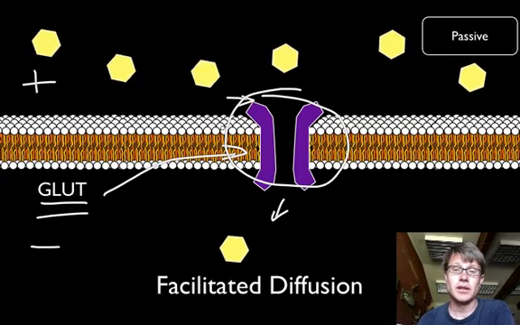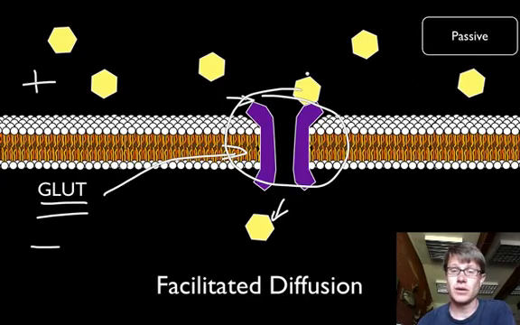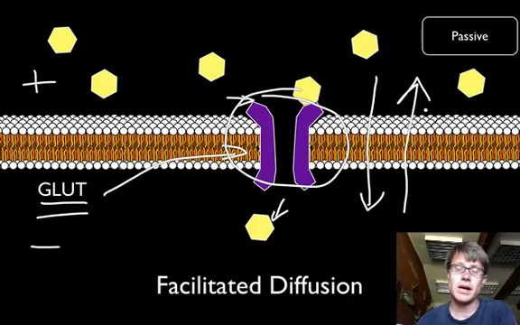And it's going to keep moving along its gradient until it hits another one, and it's going to move in that direction. Now, if you think about it, what if we want to move the glucose in the opposite direction? What if we want to make the glucose, instead of moving from a high concentration to a low, move from a low concentration to a high?